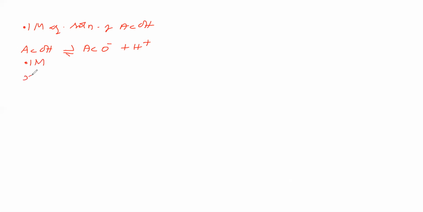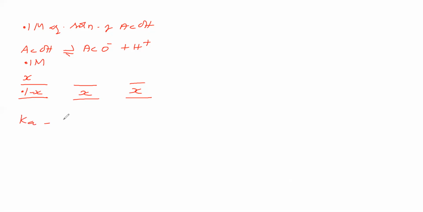Now I will take a 0.1 molar aqueous solution of acetic acid. This acetic acid dissociates to give acetate ion and H plus ion. Initial concentration is 0.1 molar. How much is dissociating? x. How much remains? 0.1 minus x at equilibrium. Acetate produced is x, H plus produced is x.